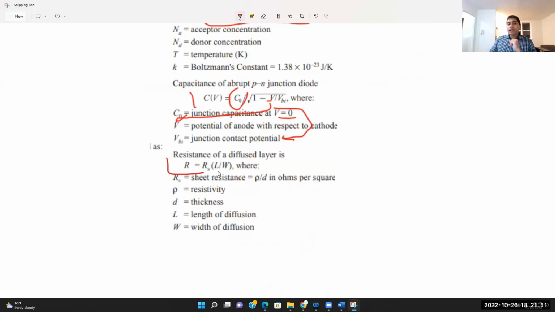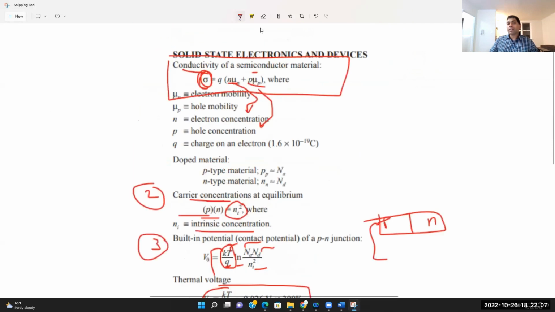The next thing that you would focus on is the resistance of the diffuse layer, which includes the resistivity, the sheet resistance, which is nothing but the resistivity divided by thickness. And then you basically take the ratio of the length and the width, and you can figure out this whole thing. I hope you understood what the concept is.